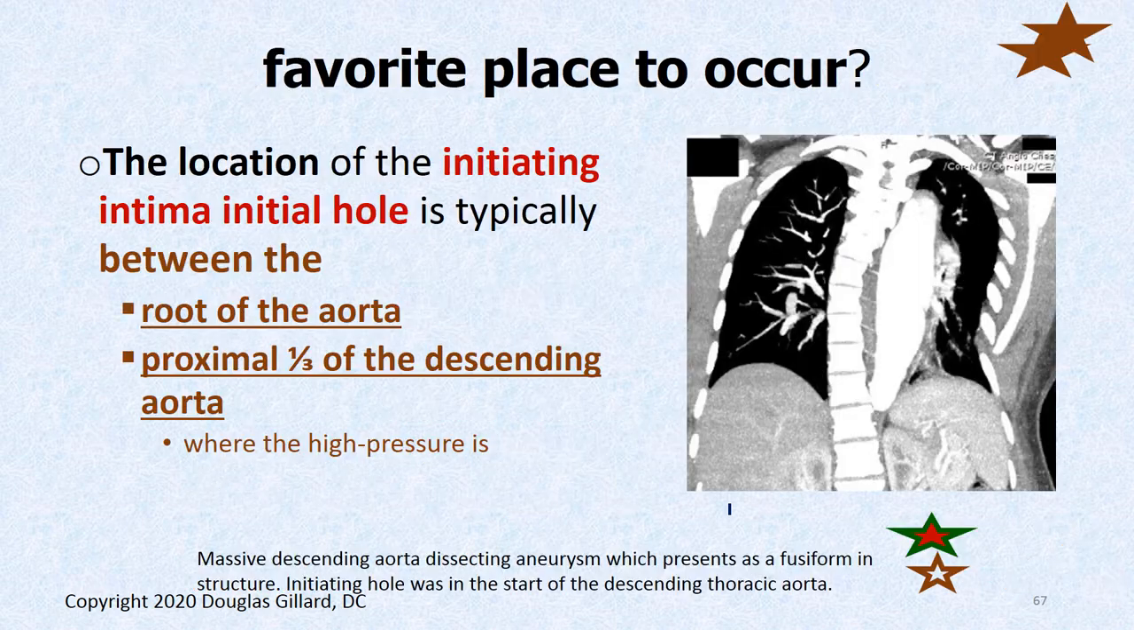I can probably take that slide right out of there. Where's the favorite place to occur? Unfortunately, some really bad places. The root of the aorta, that's the ascending aorta. So these dissections often lead to stroke. These are nasty. When they double barrel, they can get up and get into the brain. The proximal one-third of the descending, so they're up high, right? Well, that makes sense because where's the pressure the highest? Pressure is highest up here.